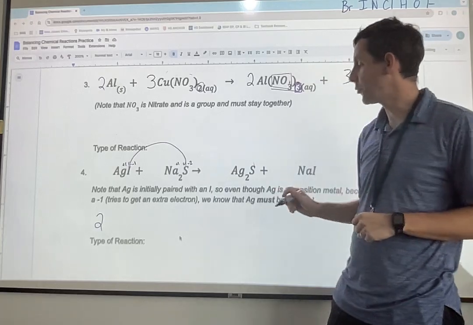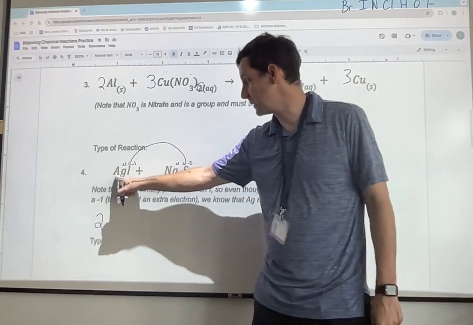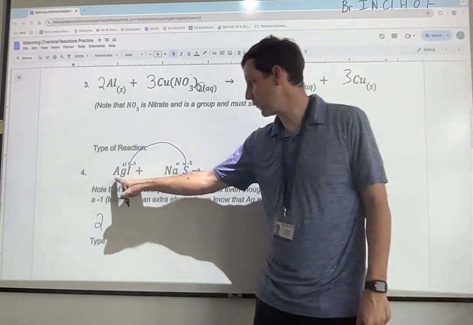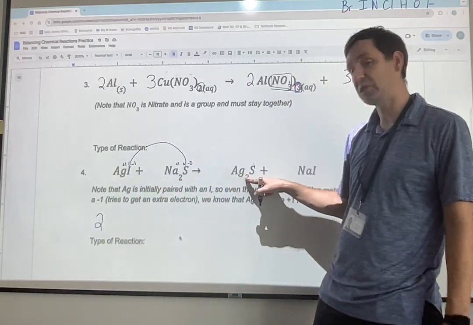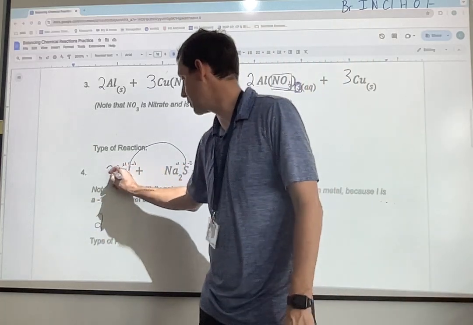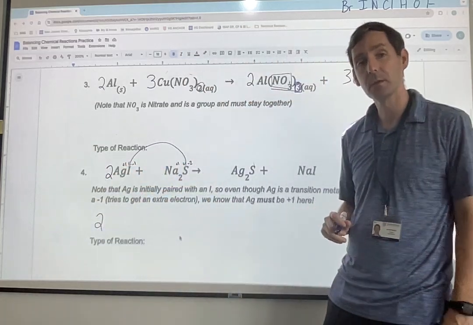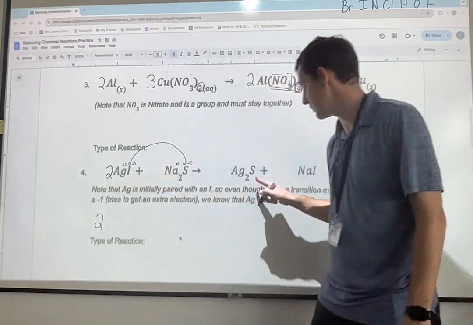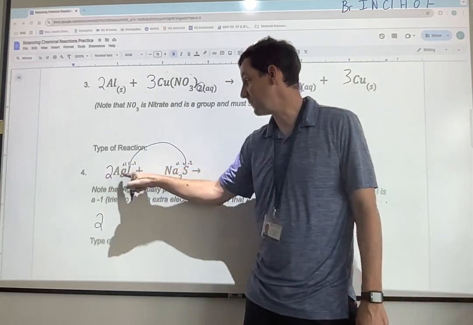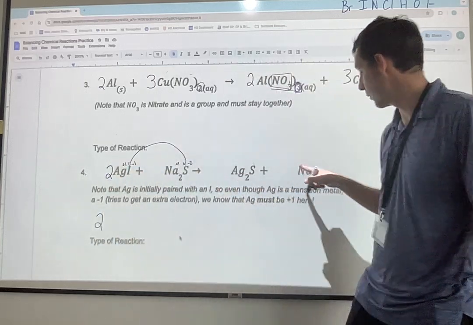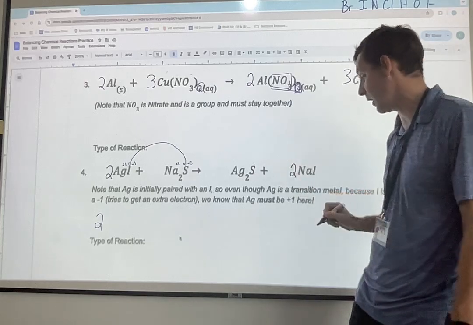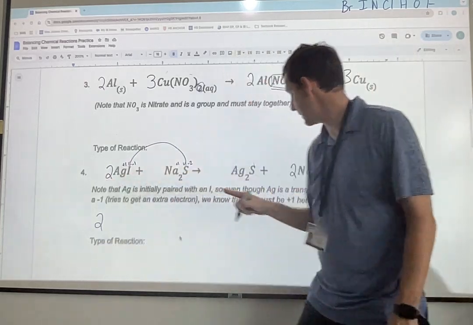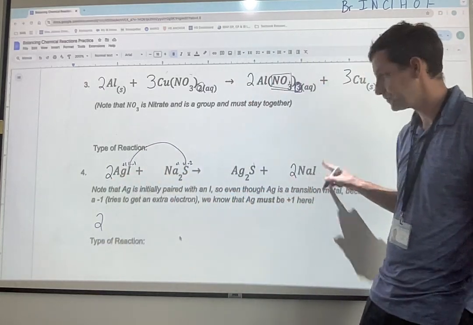Now we can go through and we can do some balancing. I'm going to look at the silver first. So the silver is 1 Ag here. And I see 2 Ags over here. So right off the bat, I'm going to put a 2 right there with the AgI. So now I've got 2 silvers and 2 silvers. I now have 2 Is. So I come over here and I see, oh, I only see 1 I over here, so I'm going to have to put a 2 there. So now I've got 2 Is here and 2 Is there.